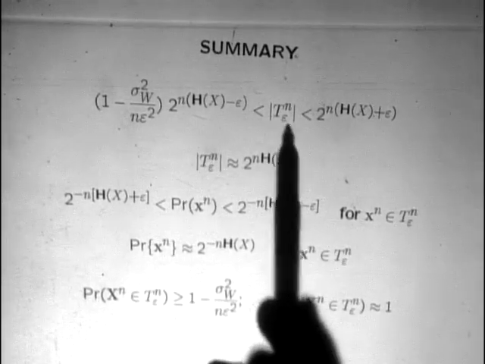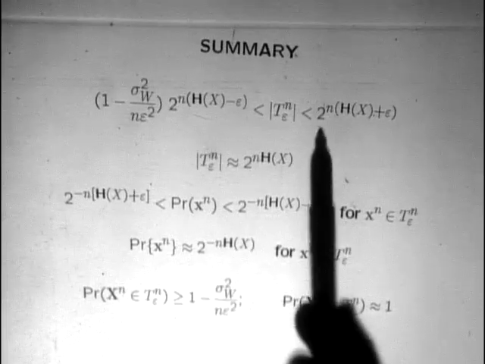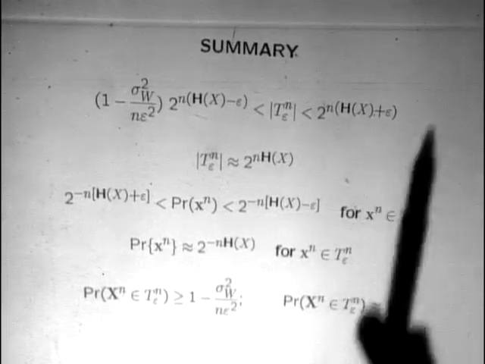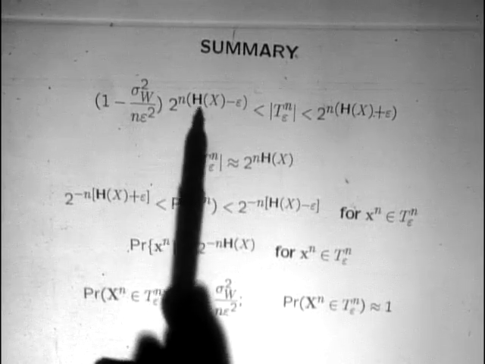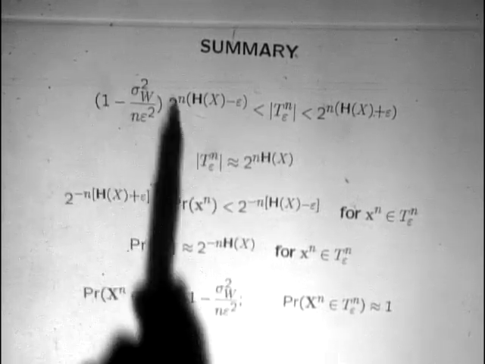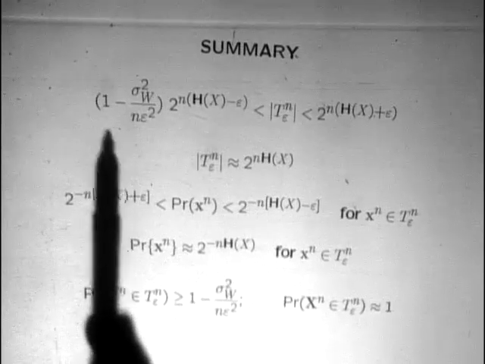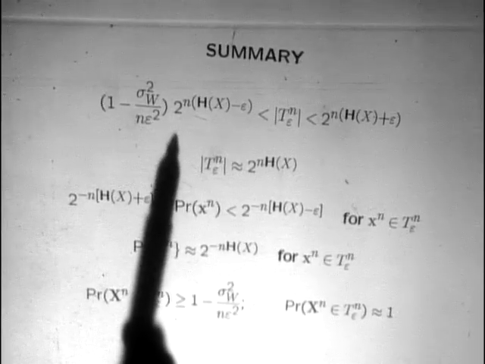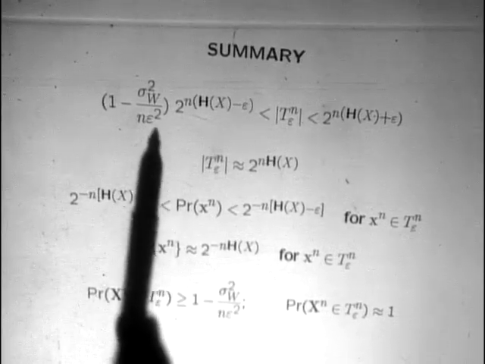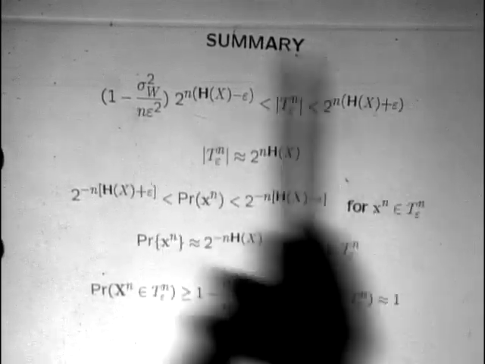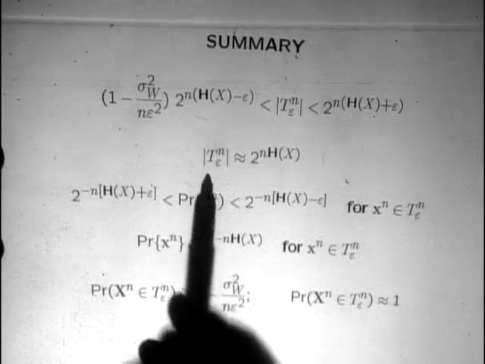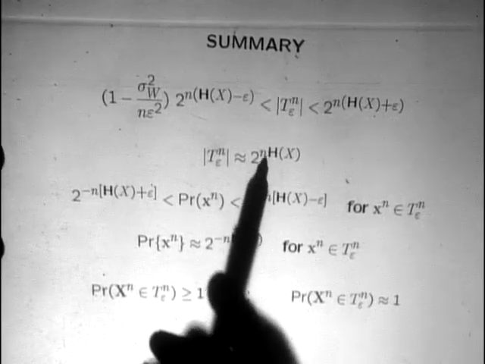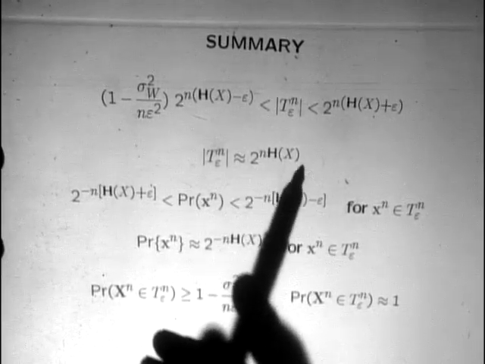One of them says that this magnitude is less than 2 to the n times (h of x plus epsilon). The other one says it's greater than 2 to the n times (h of x minus epsilon), and you have to throw in this little fudge factor here because the typical set doesn't quite fill up the whole space. What that all says is when n gets large, the number of typical elements is approximately equal to 2 to the n times h of x.